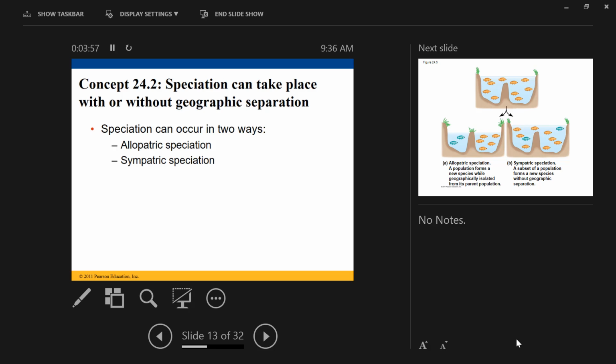Sympatric speciation is when there's no geographical isolation. So the reproductive isolation happens while the two populations are in the same place. That's really strange. How on earth does that happen?